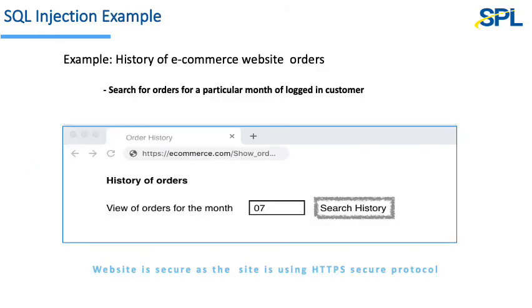Let us understand how the SQL injection attack happens with an example. Consider an example of an e-commerce website which is running in a safe environment with the HTTPS secure protocol. In this example, consider we have purchased a lot of goods from the website. Over a period of time, we can go back and check the order history. Here, the customer is logged in and wants to check the history of orders using the order history page. The customer enters month as 07, to search the orders for the month of July.